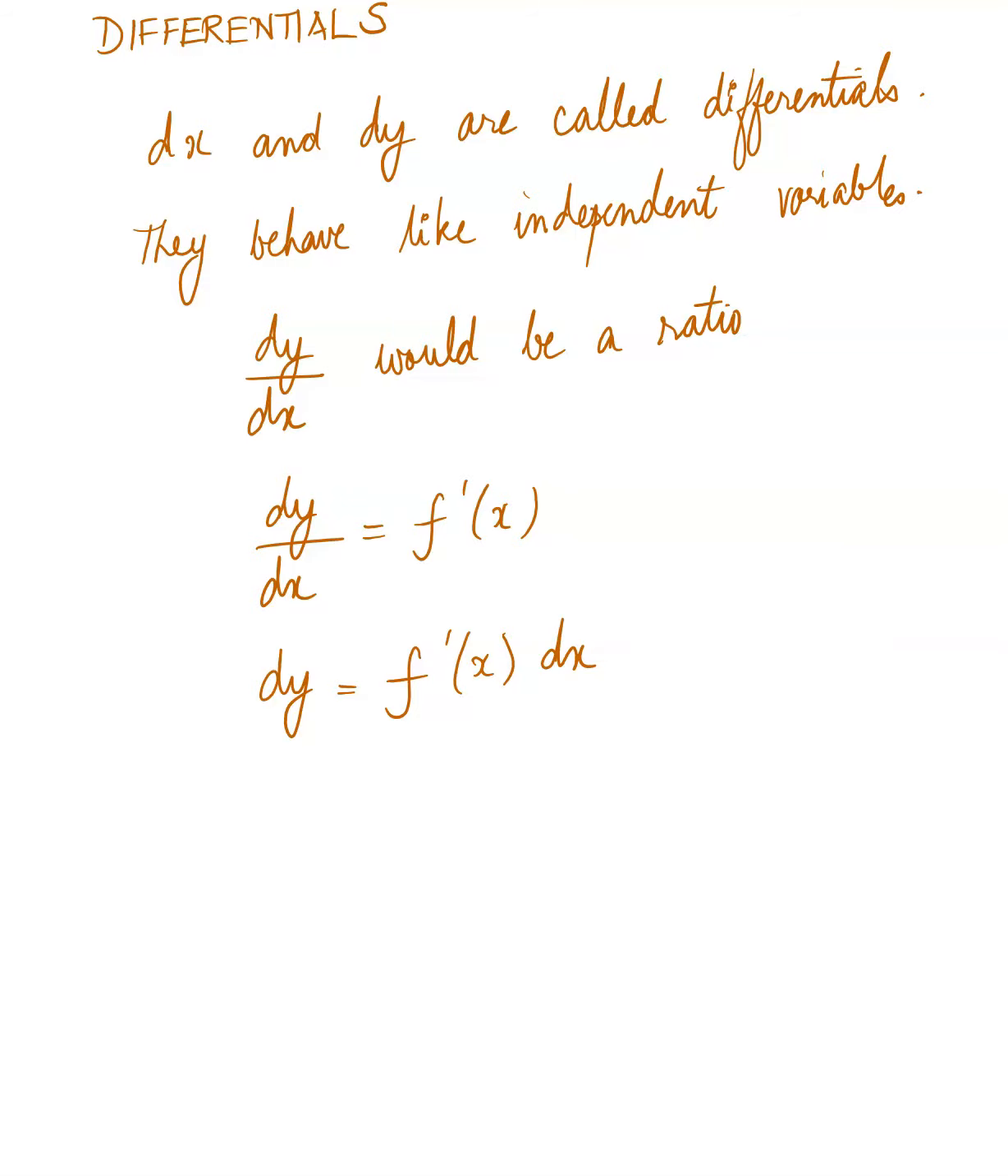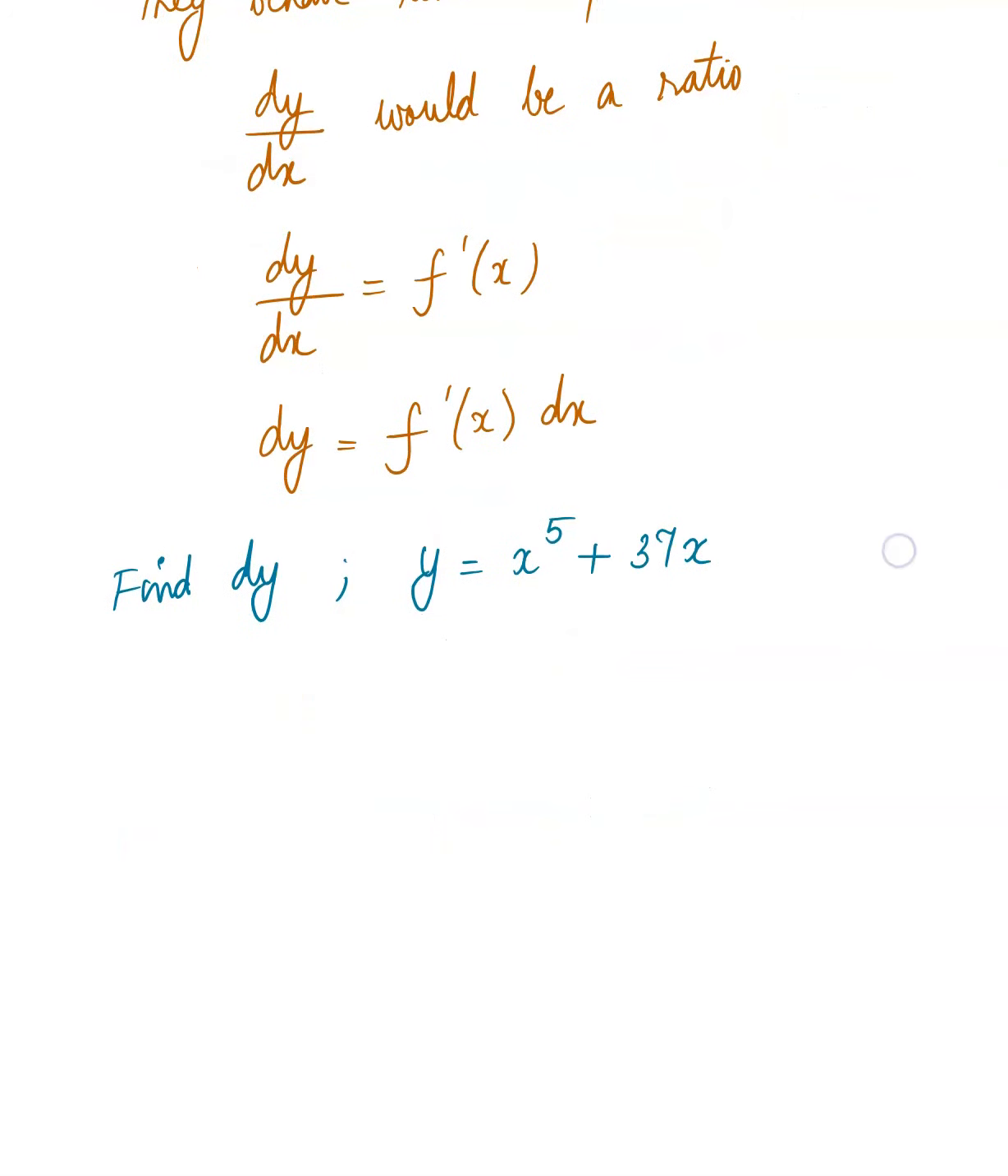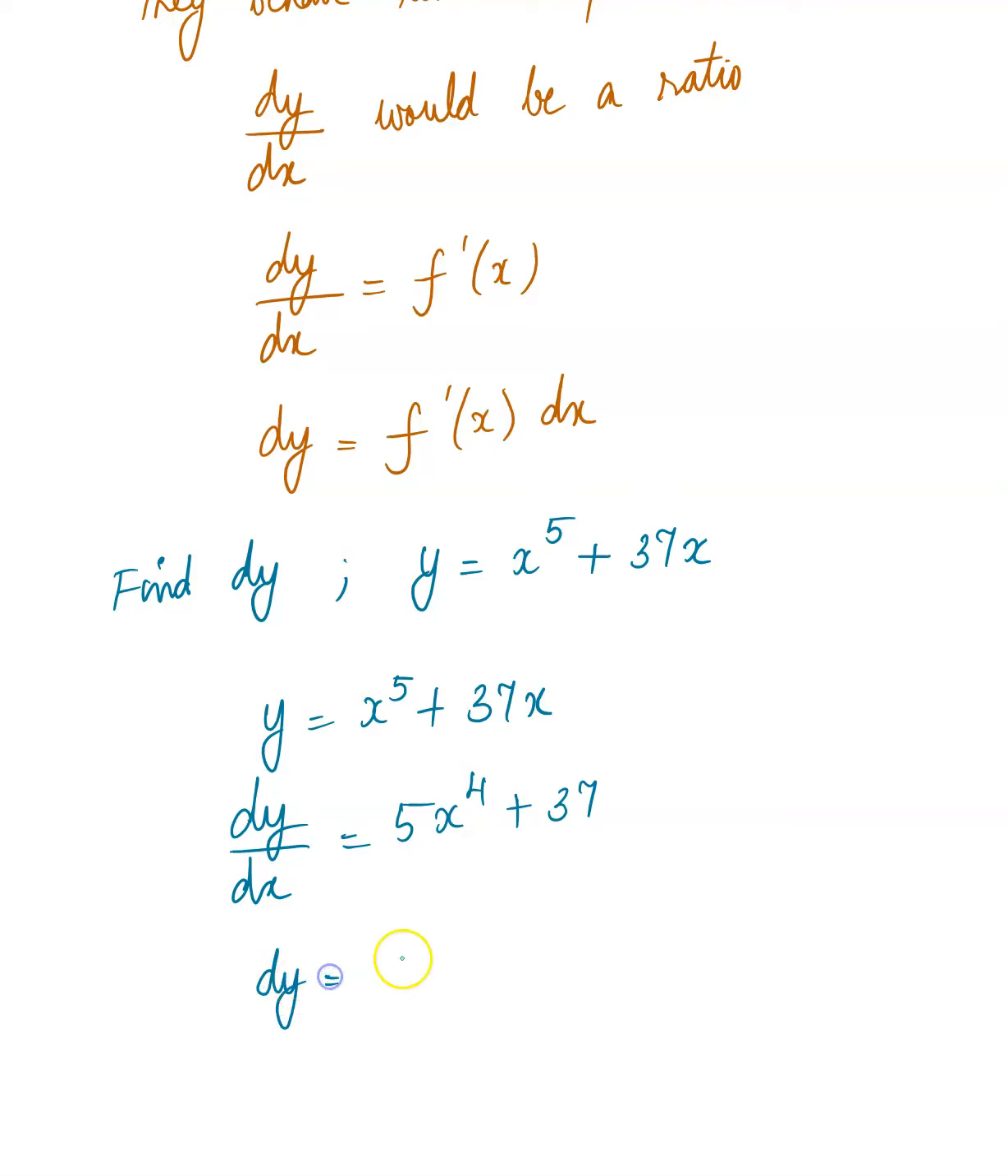So I'll just give you a basic example here. If they said find dy, and they gave you y as x power 5 plus 37x, what would we do? Previously, we would just do dy over dx. So just take the derivative. That's going to be 5 times x power 4 plus 37, right? When they say find dy, we only want the dy. So you're going to multiply the whole right-hand side by this dx. Put that in parentheses because the entire thing is getting multiplied by this.